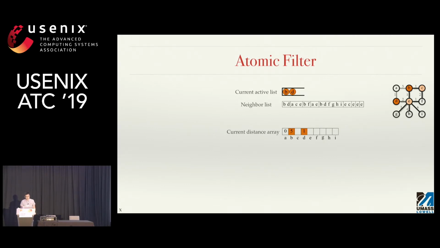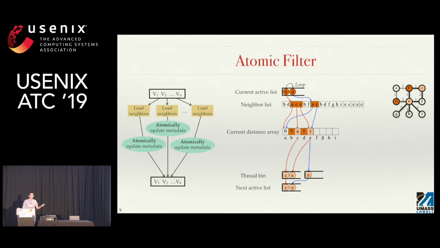So how it works: assuming we're working on B and D, which is the very initial, second iteration, we work on the neighbor list, and we go ahead using atomic operations to update the distance array, and then we generate a negative active vertices list, which is out of order. So this summarizes how it works.